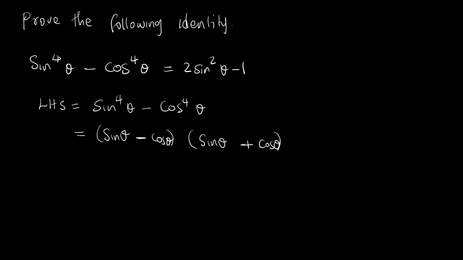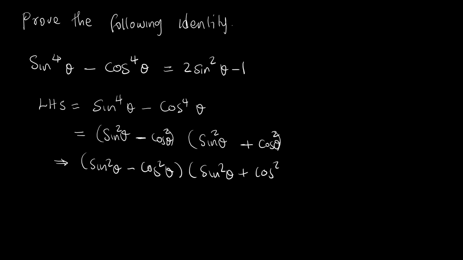But remember, the sine is squared. Same applies, the cos is squared. So now I just want to rewrite this thing so that everything can make sense for everyone. So this is just sine squared theta minus the cos squared theta. Then we have the sine squared theta plus the cos squared theta.